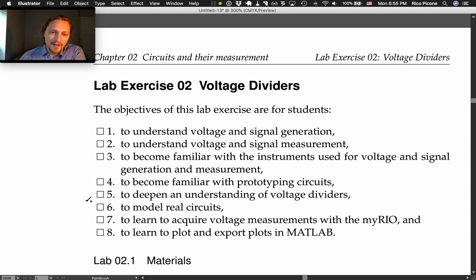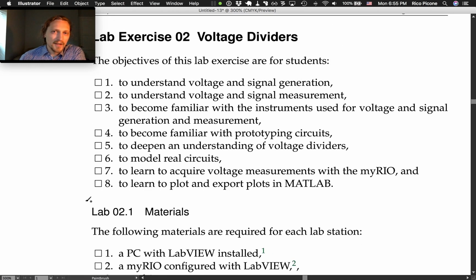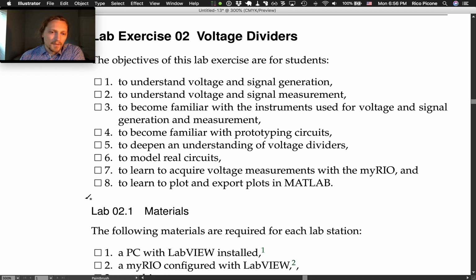So, there's a lot here, but this is laying a really strong foundation for the rest of the semester and for your future endeavors of needing to measure things and work with data and understand circuits better. And just scientific instruments in general.